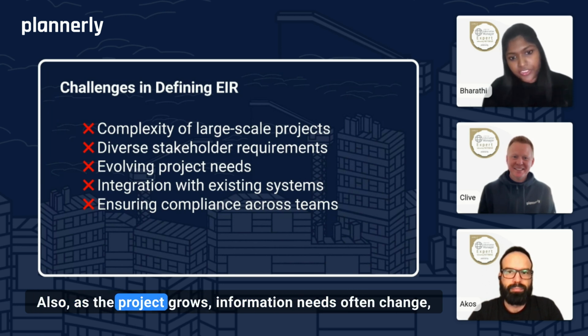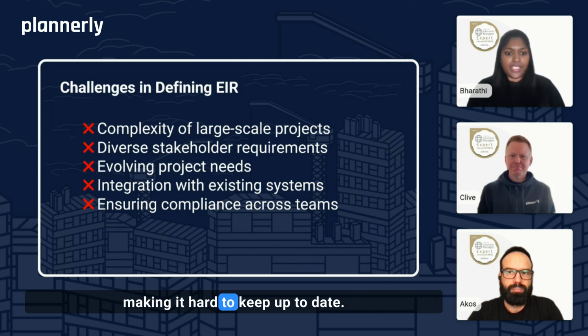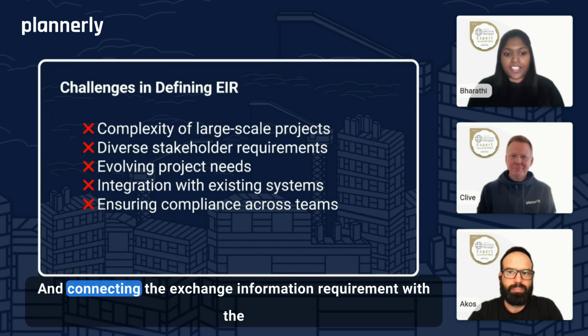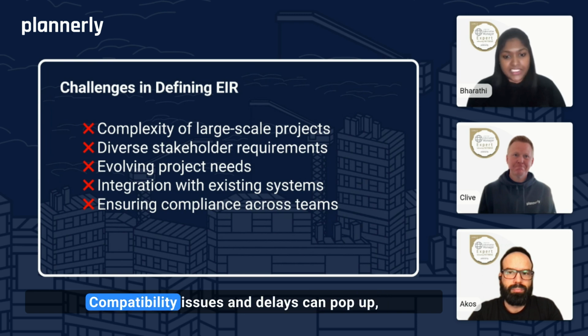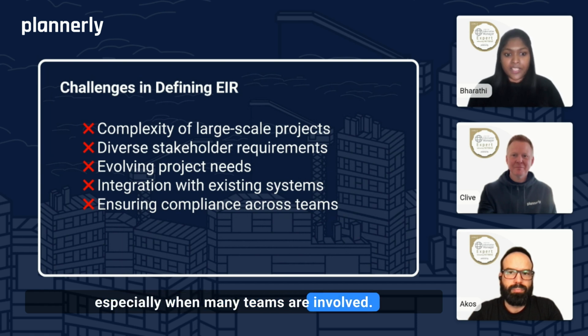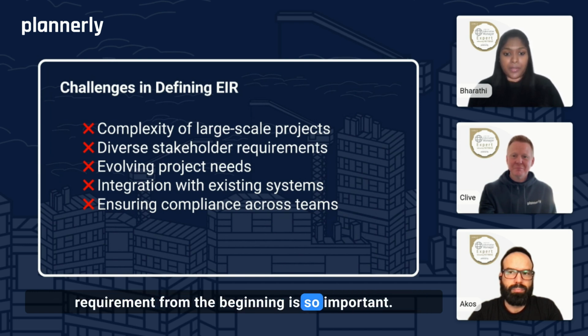Also, as the project grows, information needs often change, making it hard to keep up to date. And connecting the exchange information requirement with the company's current systems can be tough too. Compatibility issues and delays can pop up, especially when many teams are involved. That's why having a well-organized exchange information requirement from the beginning is so important.